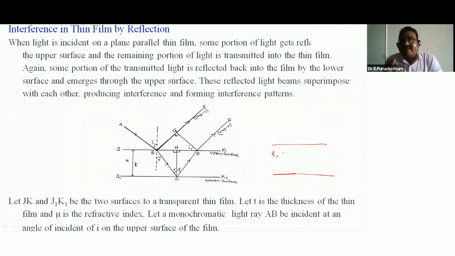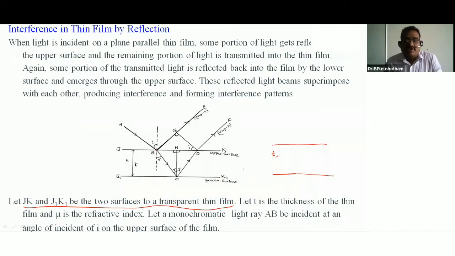of light gets reflected from the upper surface. You can see, this AB is the monochromatic light incident on the upper surface. You see here JK is the upper surface of the thin film, J1 K1 is the lower surface of the thin film. JK and J1 K1 are the two surfaces of a transparent thin film.